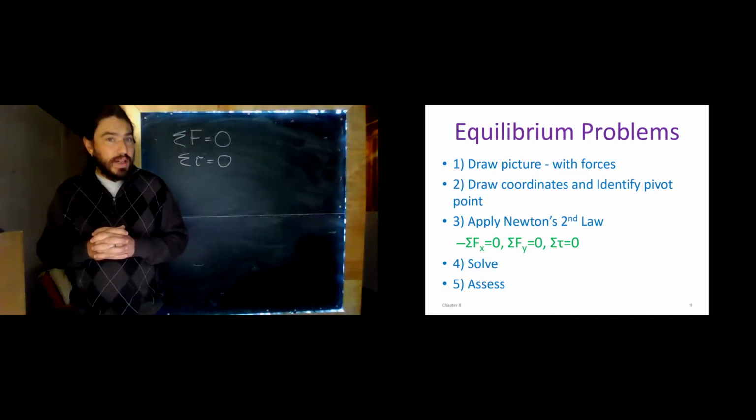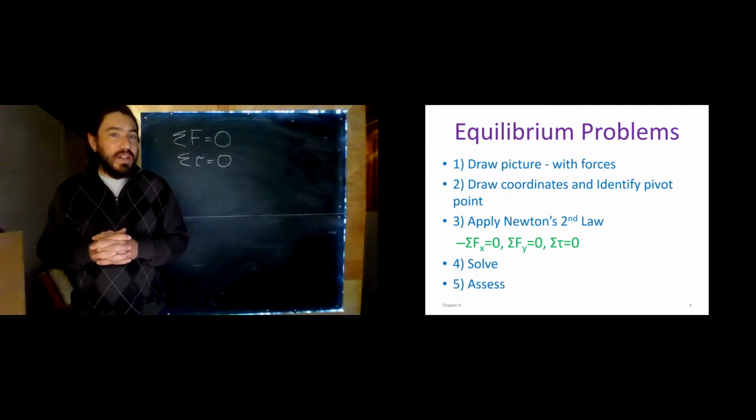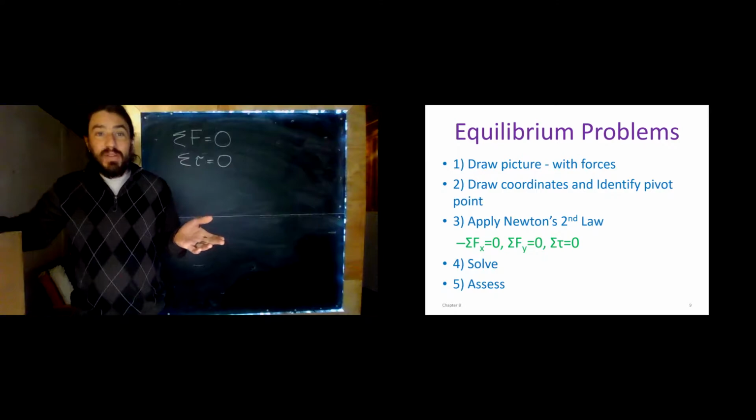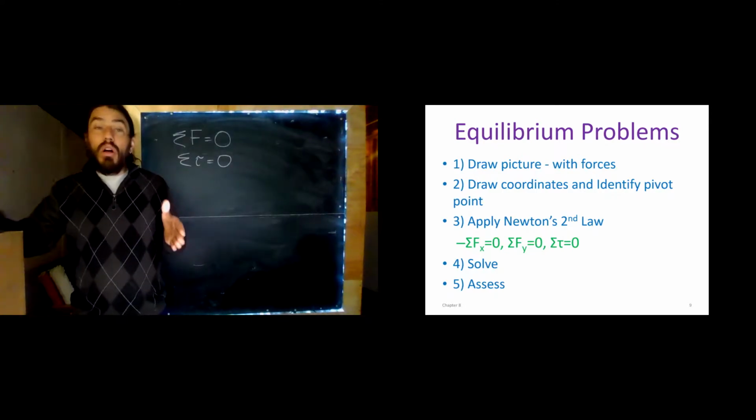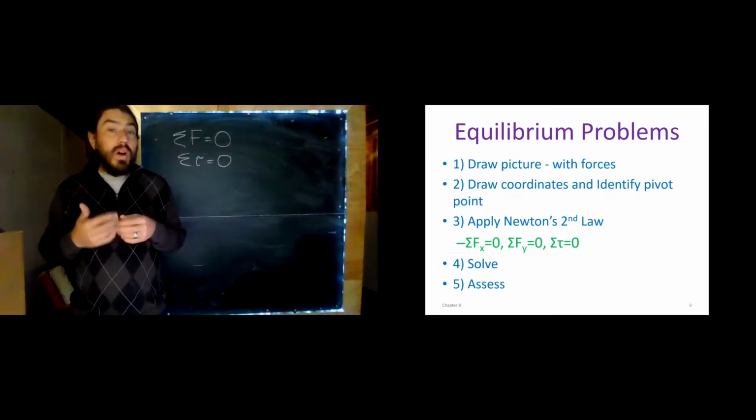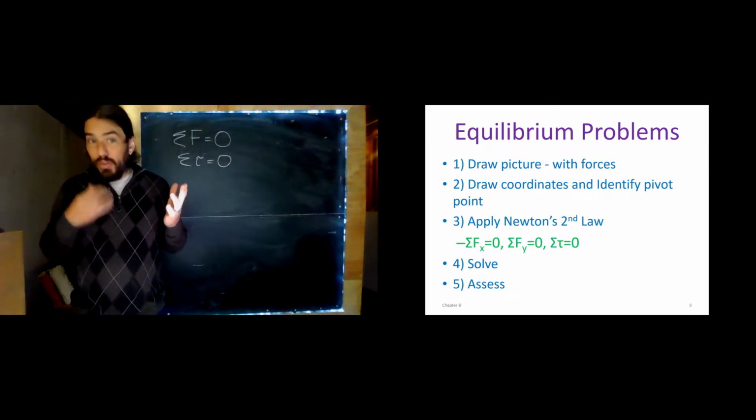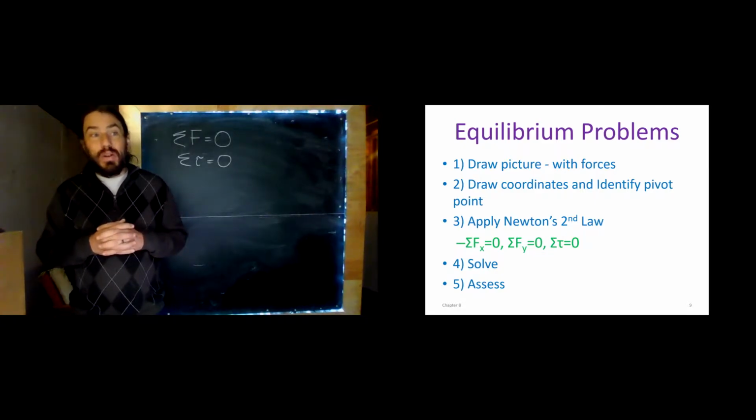It's not the only way to do it, but it is the standard conventional way to do it. And we do it that way because it makes for nice, clean drawings that are easy to interpret. Then we should draw our coordinates and identify a pivot point. Recall that with forces, we always needed to have an x and a y direction. We had to decide what's our best coordinate system.